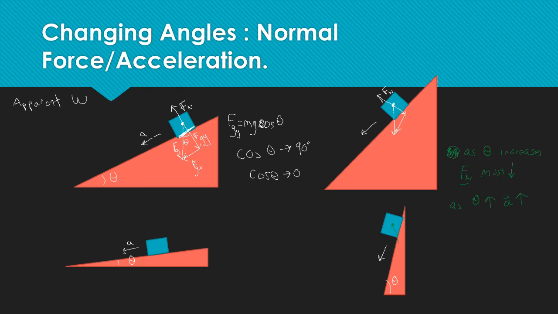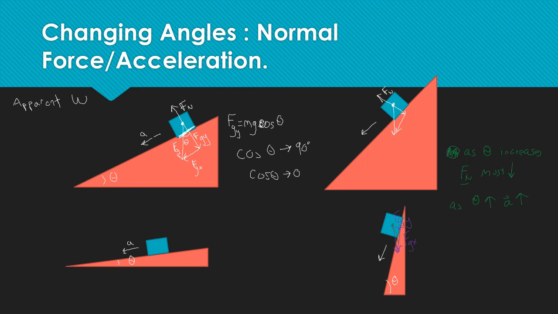Let's get a different color here. We're losing more of the y component, but we're gaining more of the x component. Force gravity x is going up, and force gravity in the y direction is going down. Right? So we can conclude that as the angle of the inclined plane is increasing, the normal force will decrease.